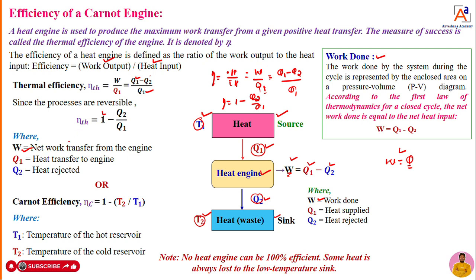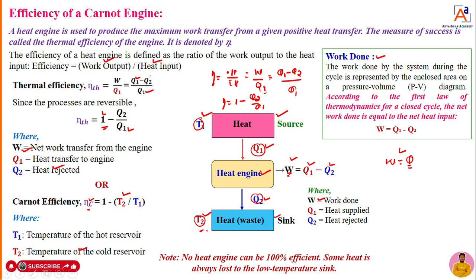So this is the efficiency of the Carnot engine with the help of heat data, and I can express the equation like that. If we have temperature data, we can also calculate the efficiency of the Carnot engine like this: eta C, the efficiency of the Carnot engine, is equal to 1 minus T2 by T1, where T2 is the temperature of the cold reservoir.